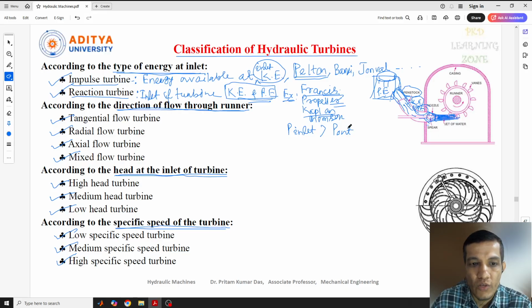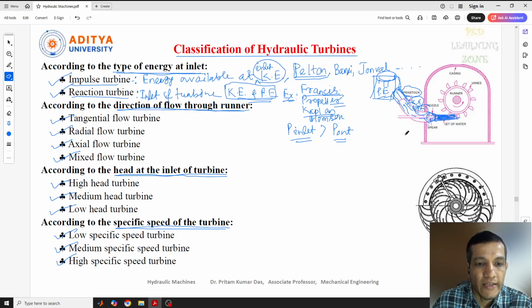Due to this pressure difference between the inlet and the outlet, the runner is always completely airtight, and the runner is completely enclosed in a tight casing, which is completely full of water. We'll discuss that in detail later. Here it is not like that: the water strikes, then starts rotating, and the water falls into the tail race.